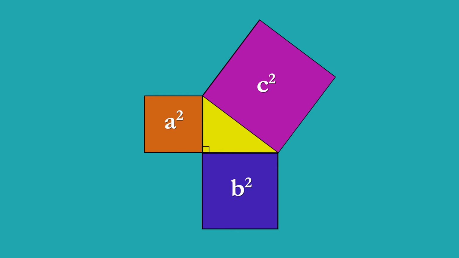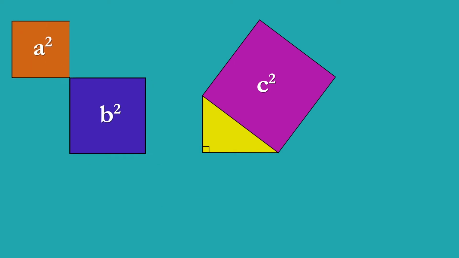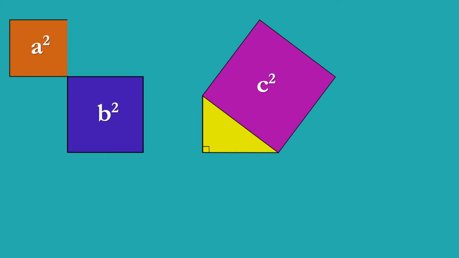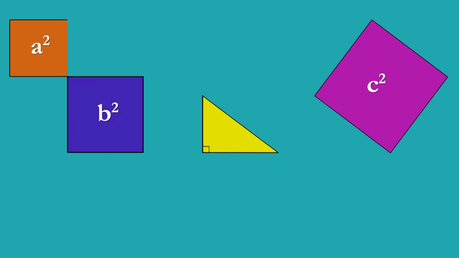Now's a good time to think back to the theorem. The theorem tells us that A squared plus B squared is equal to C squared. What that means in terms of these squares is that the orange square plus the blue square will have the same area as the pink square. And this is what we've got to demonstrate to ourselves. So let's move our orange and blue square to one side and our pink square to the other side. We want to show that these two are equal.